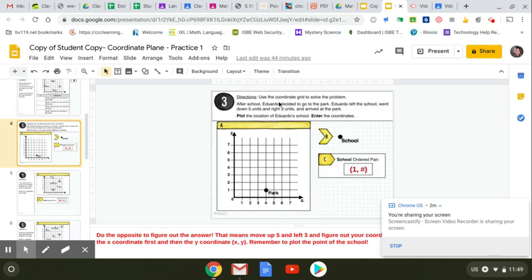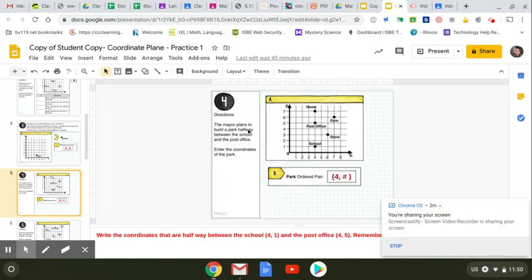Next one. You're going to use the coordinate grid to solve the problem. It says, after school, Eduardo decided to go to the park. Eduardo left the school, went down 5 units, and right 3, and arrived at the park. Well, they've already plotted the park for us. So that means we would do the opposite to figure out where the school is. Instead of going down 5, we would go up 5. And then we would go left instead of right. You're going to figure out which points you are at. I already have the X coordinate for you, so you need to figure out what our Y is.